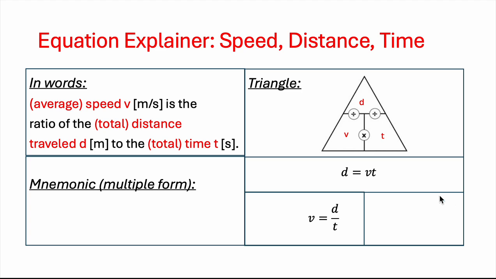Well, time is on the bottom. If I cover up time, it's distance divided by speed. There we go. Time is distance divided by speed. So these are the three forms that this equation could take.